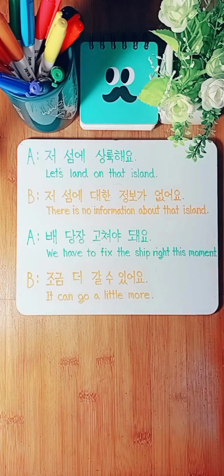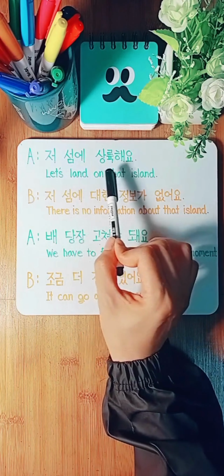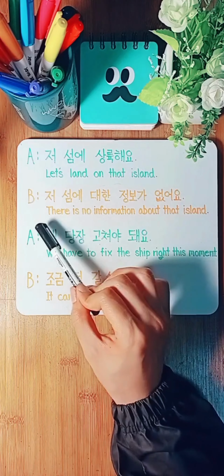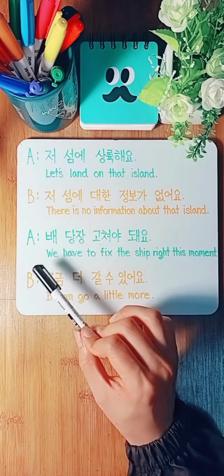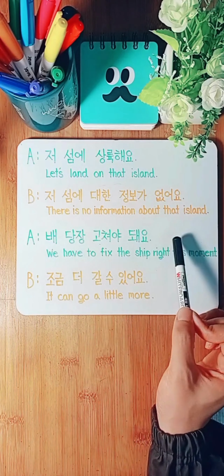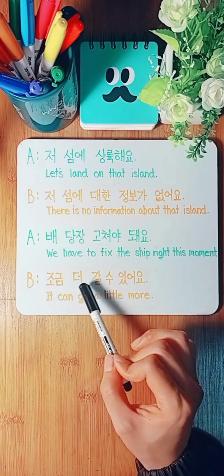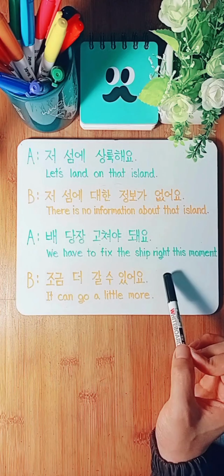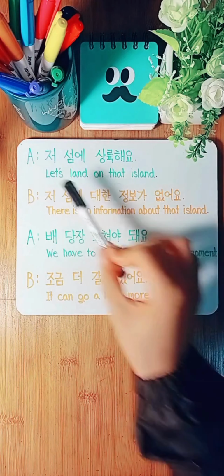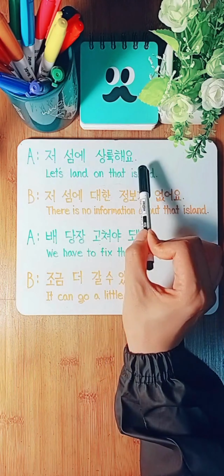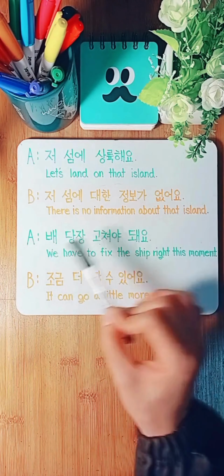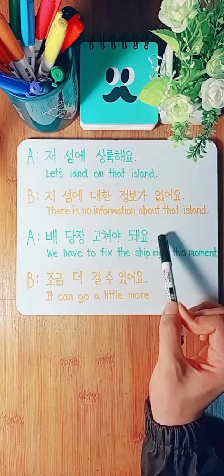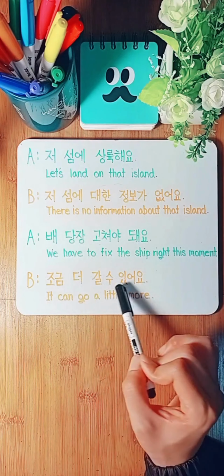With a little bit of more 속도, 저 섬에 상륙해요. 저 섬에 대한 정보가 없어요. 배 당장 고쳐야 돼요. 조금 더 갈 수 있어요. With extra 속도, 저 섬에 상륙해요. 저 섬에 대한 정보가 없어요. 배 당장 고쳐야 돼요. 조금 더 갈 수 있어요.